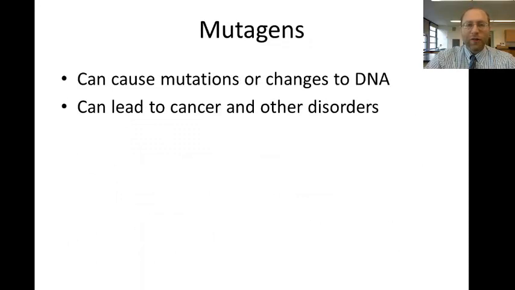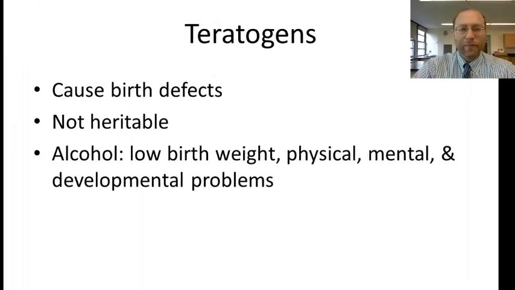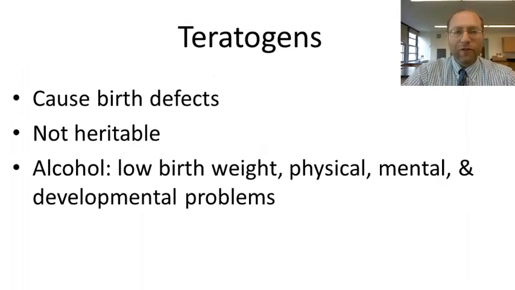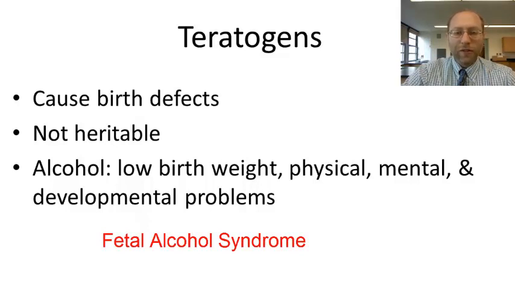And mutagens can cause mutations or changes to DNA. And if they're in the wrong place, they can lead to cancers, and they can also lead to other disorders too, like birth defects. And a lot of mutagens can also be teratogens, and teratogens can cause birth defects that are not heritable. Alcohol is a teratogen, and that can cause low birth weight, physical, mental, and developmental problems.